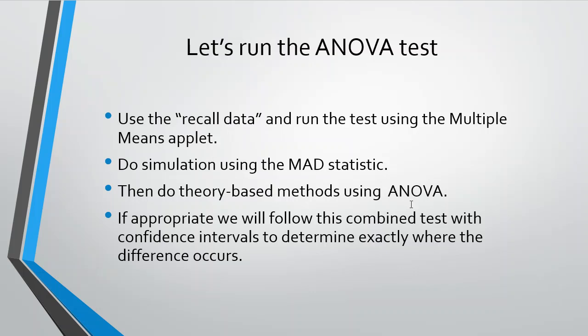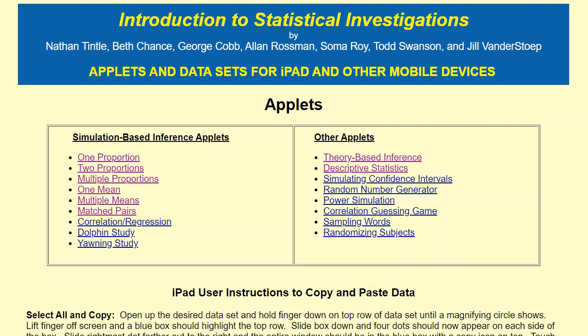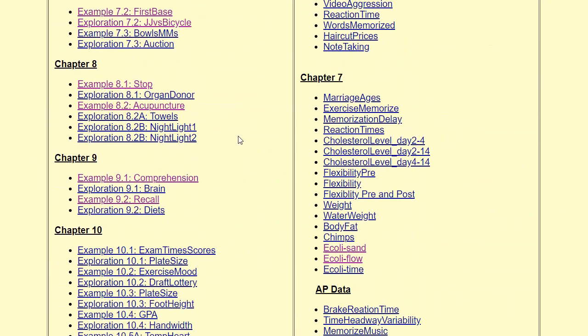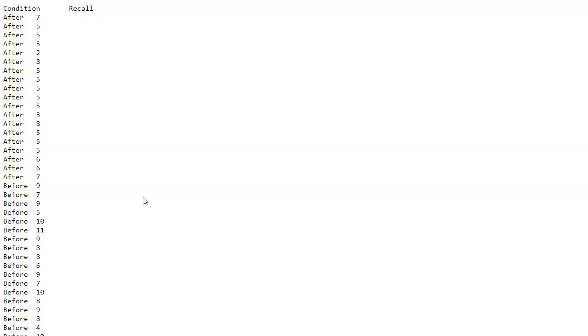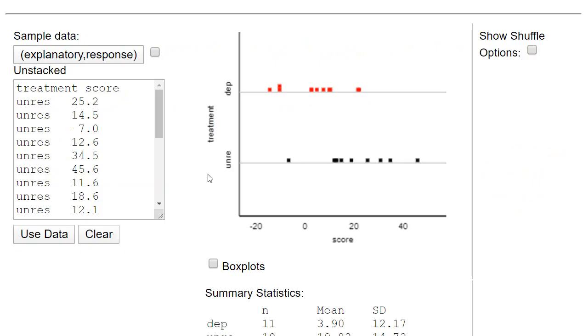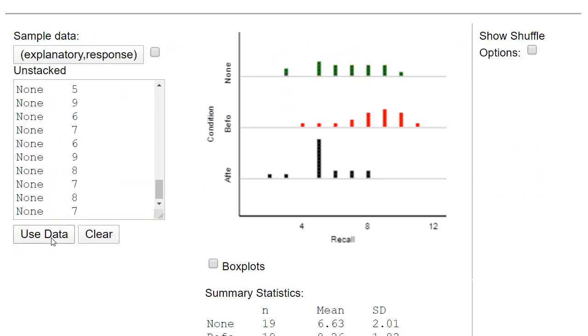Now we're going to run the ANOVA test on the recall data, and we'll see how the MAD statistic comes out and how the ANOVA test comes out. To do that, we're going to jump into our applets. We're going to go down here to chapter 9, the recall data. We're going to copy that, go back to the multiple means applet, clear it, paste it, and use data.